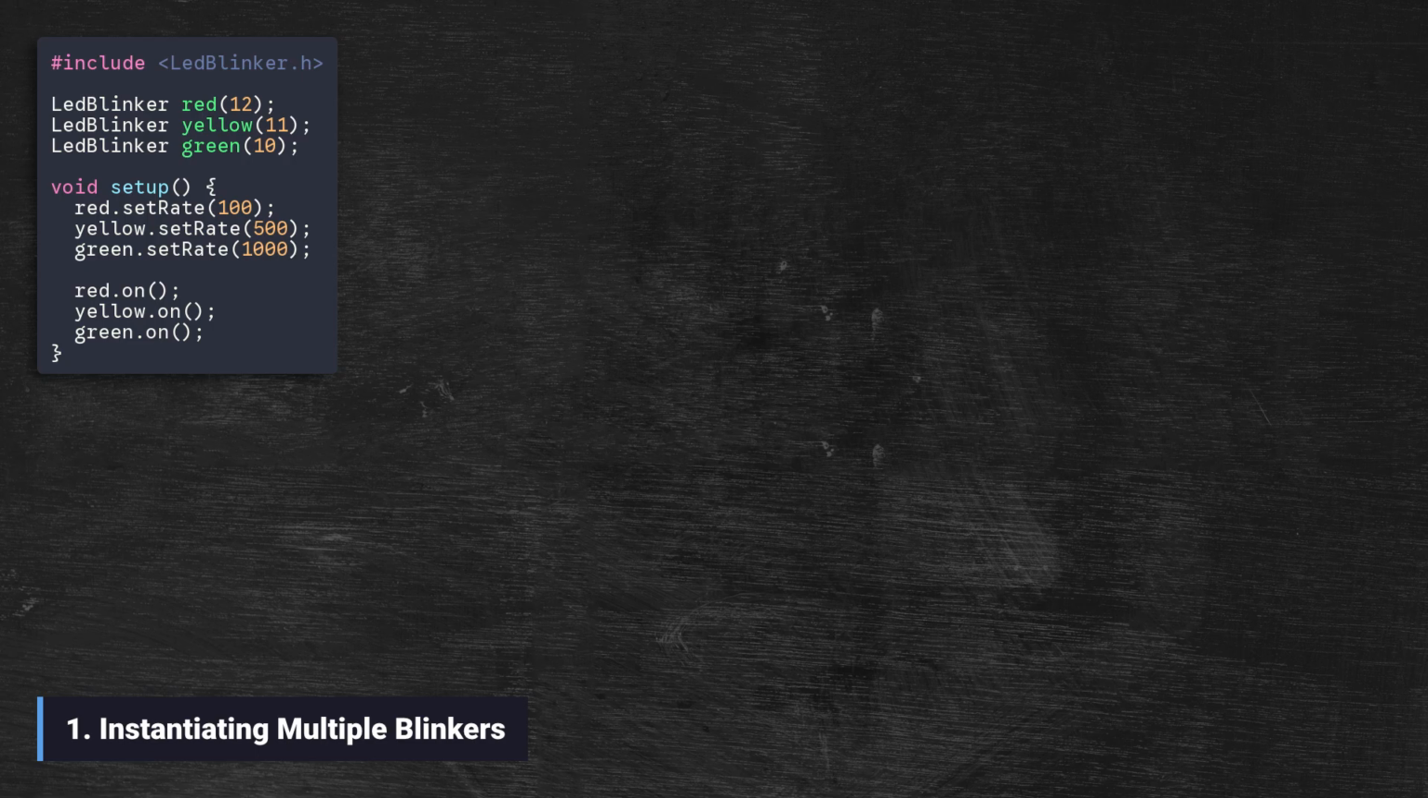First, we include our LED blinker header. Then, we instantiate 3 objects, red, yellow, and green. We assign them to pins 12, 11, and 10. In setup, we use our setter method, setRate, to give each LED a unique speed, 100 milliseconds for fast, 500 for medium, and 1 second for slow.